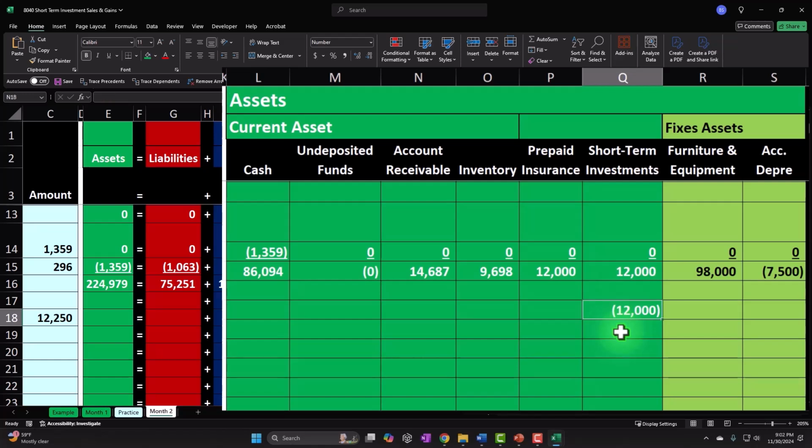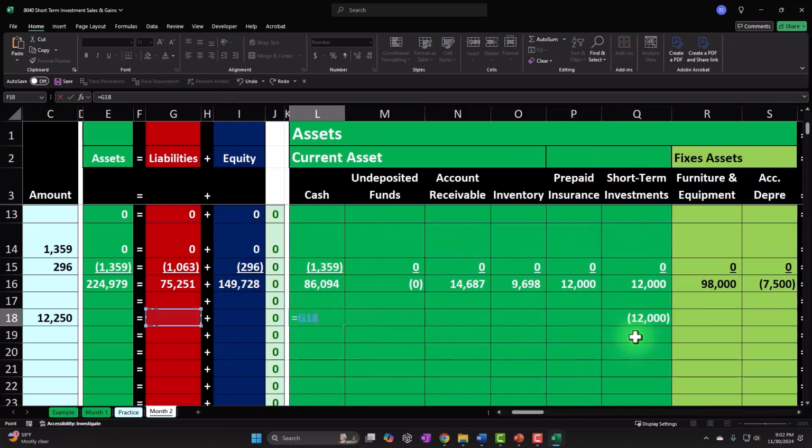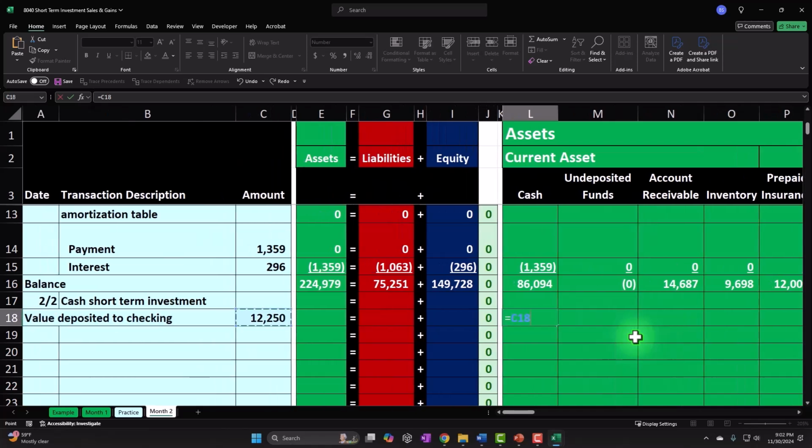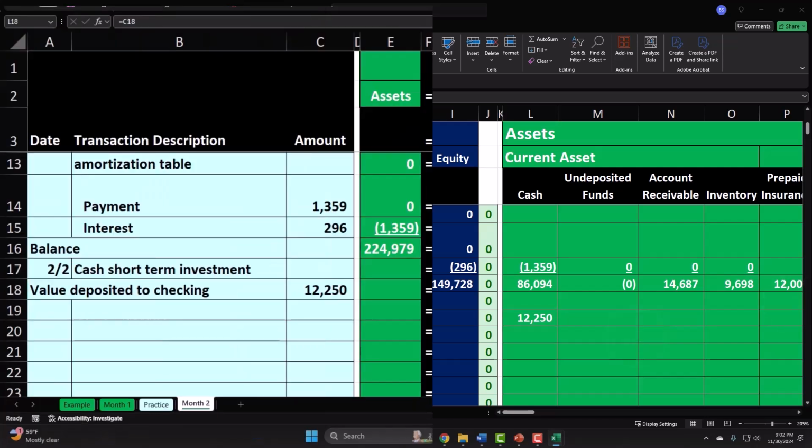And then we're going to have cash. Cash is going up because it went from the short-term investment to our bank, but not for the $12,000, rather for the $12,250. There's a difference of $250. Where's the difference of $250 going to go? That's going to be going to a realized gain at this point in time.